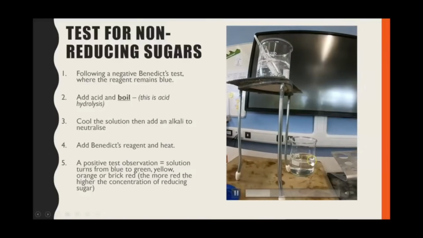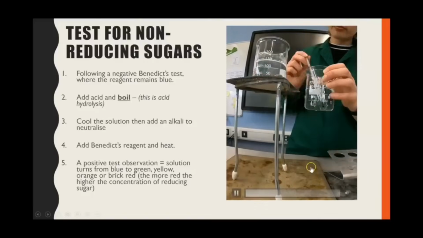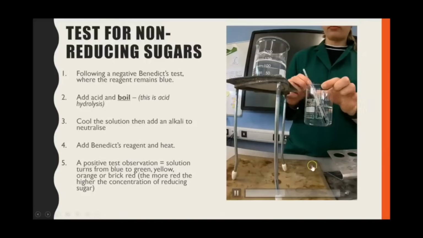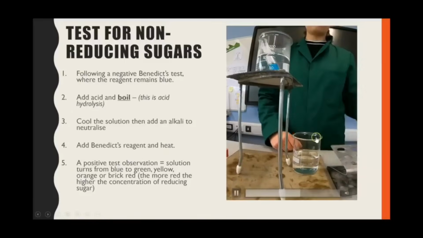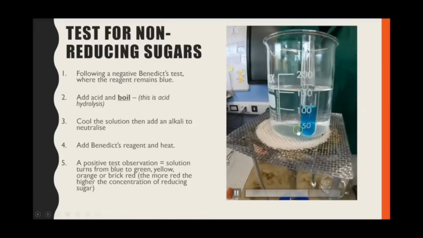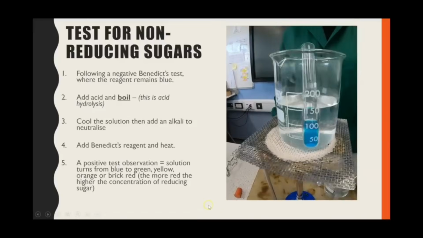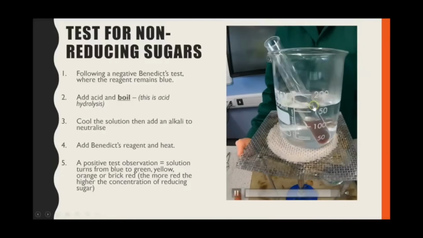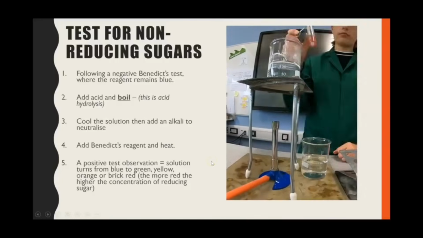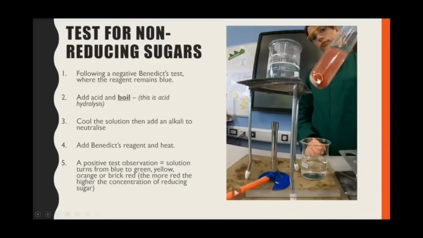I am then going to move it into a beaker of cold water to cool it down for safety reasons. And once it's cool, add an alkali. Then we can add Benedict's and heat again, and we'll get a colour change. And you'll start to see again at the top it's going a red colour until eventually the whole solution we've now got this brick red precipitate.